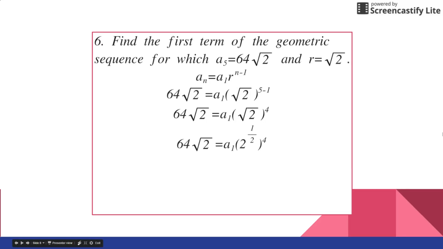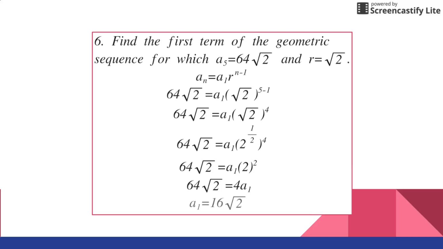And as we did in the last problem, radical 2 is 2 to the 1/2. And 2 to the 1/2 to the 4th is just 2 squared. So that's 4. And then 64 divided by 4 is 16. And you've got your answer.